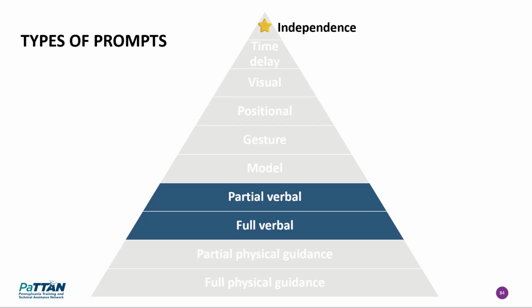So I'm going to start out with a full prompt because I want to guarantee that they're going to get the response. But I may start getting rid of the prompt by providing a partial verbal. So for example, maybe I whisper basket instead of saying put your dirty clothes in the basket. Or maybe I provide some phonetic cue. So maybe I get it started. I say ju instead of saying the whole word juice.